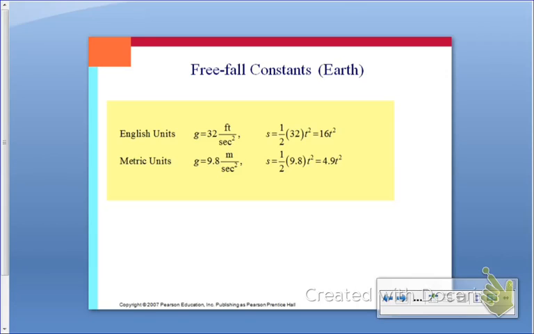Okay, this is something that you'll probably want to make a note of as well, because this will help you with writing equations. Sometimes you're going to be asked to figure out what an equation might look like. And so this is English versus metric units, and what's called the free fall constant.